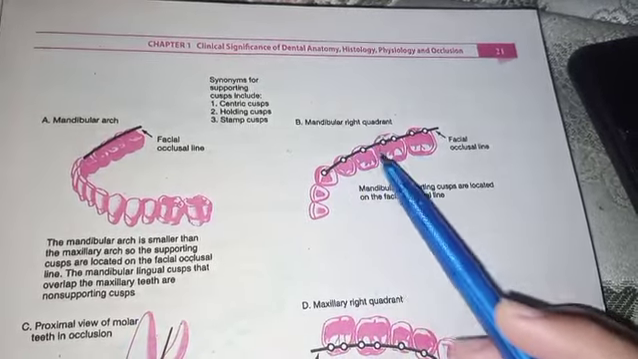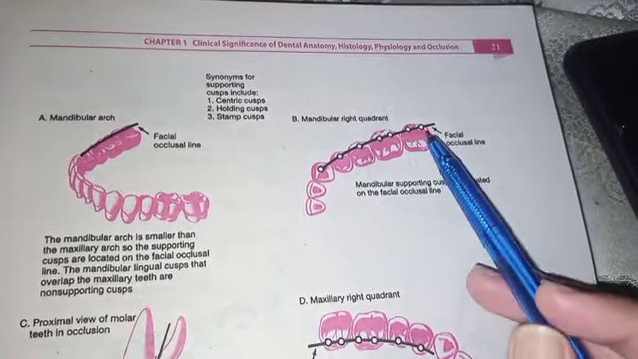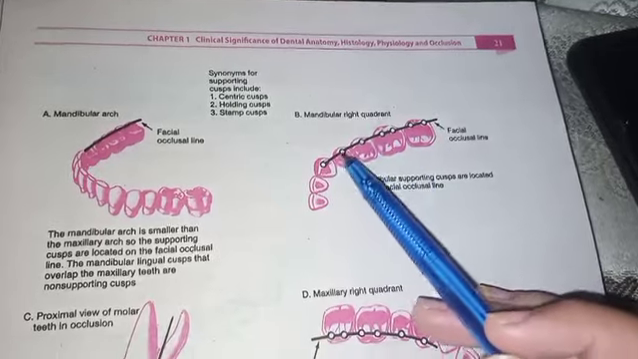Mandibular right quadrant, you can see here the facial outline. The mandibular supporting cusps are located on the facial occlusal line. This line moves towards, like, moving outside.